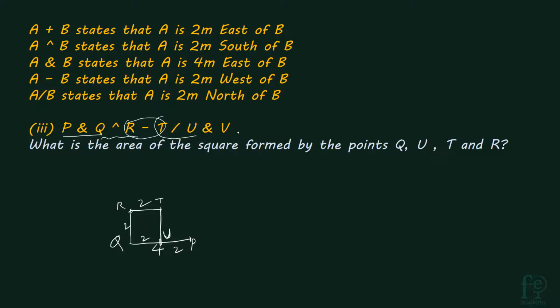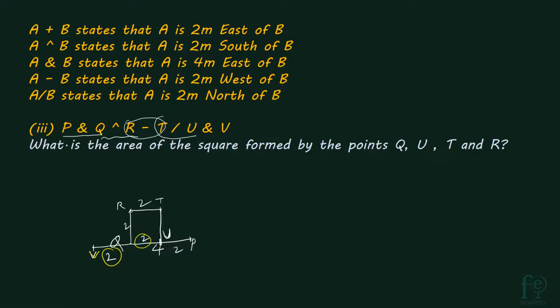Now U and V. U and V means U should be 4 meters east of V. So V should come here. So this is V and this will be again 2 meters. Here it is 2 meters, here it is 2 meters. So again this distance will be 2 meters. U is 4 meters east of V, so V should be coming in the west direction. So this is 2 meters, again this is 2 meters. So you have completed the figure.